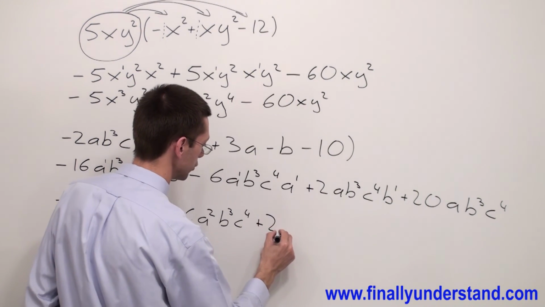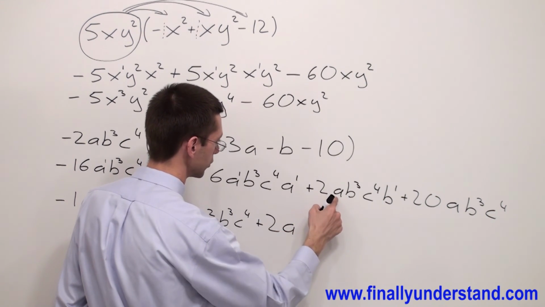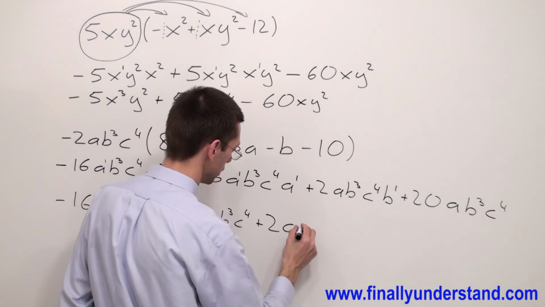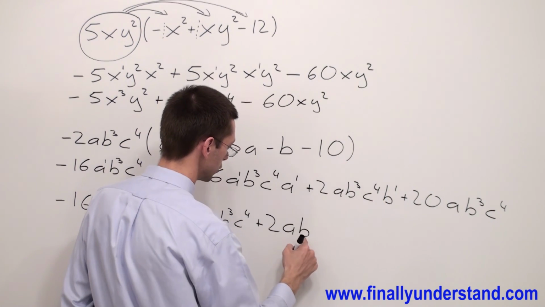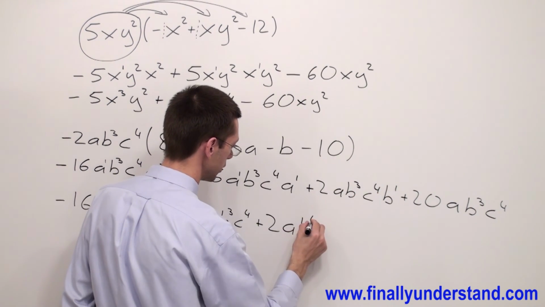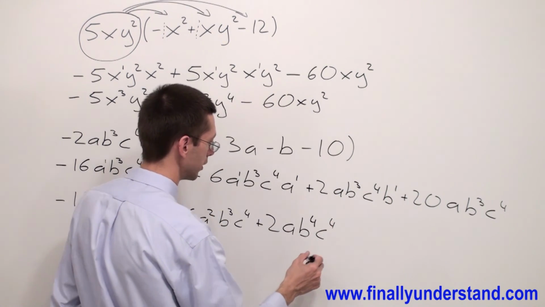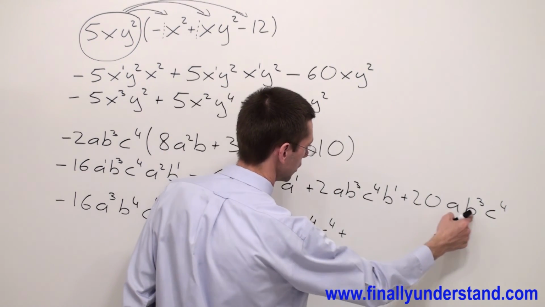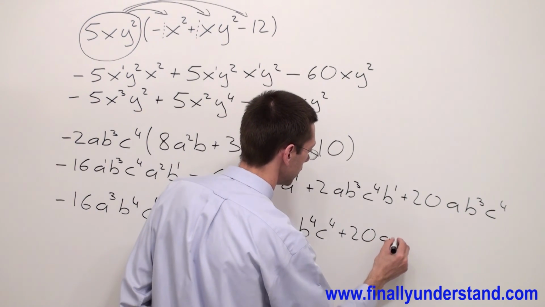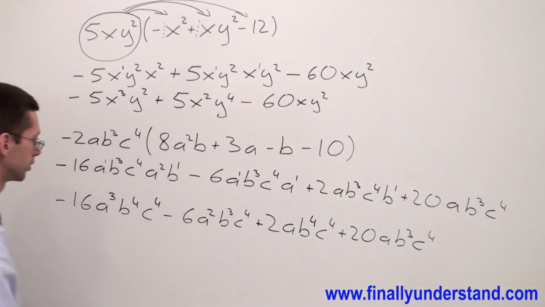Plus 2. I have to copy down a, because I have just one a. And I have b to the third and b to the first. This is multiplication, that's why I'm going to keep the base and add exponents. 3 plus 1 gives me 4, c to the fourth. Plus, I cannot combine any terms together, that's why I'm going to just have 20, a, b to the third, and c to the fourth. This is the solution to my problem.